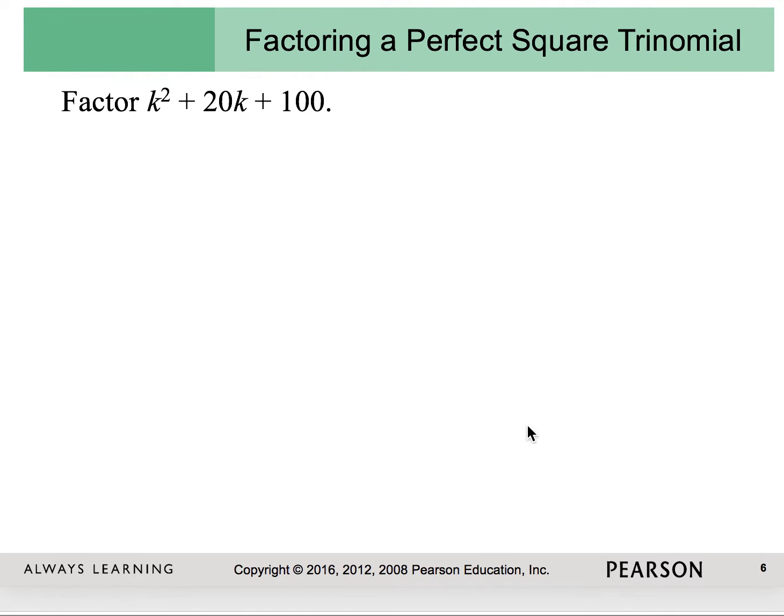All right. One more time. Is this a perfect square trinomial? Well, this is k squared. This is 10 squared. Is that middle term 2 times k times 10? 20k? Yes. So how does it factor? Okay, like this, where this is a k and this is a 10, and it uses this sign.